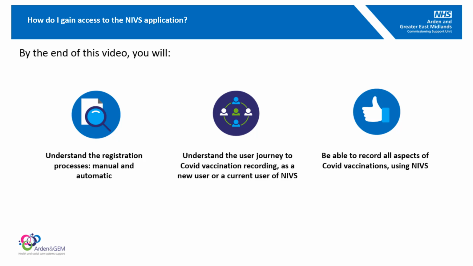After viewing this video, you will understand how to access and use NIVS for recording COVID vaccination events. Access to NIVS for COVID can be achieved in one of three ways: registration through Insights, automatic contact and onboarding, and for current system users, requesting a COVID vaccination role. To register for NIVS, go to the NIVS webpage and click Register. This will redirect you to the Insights platform to complete the registration process.